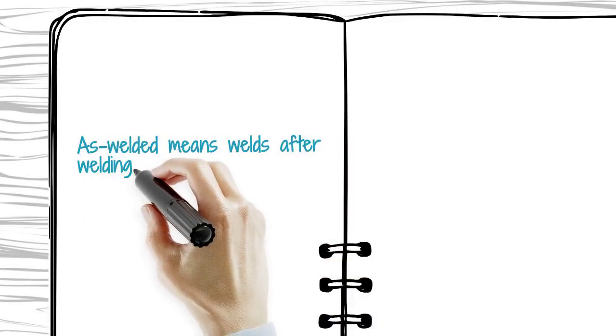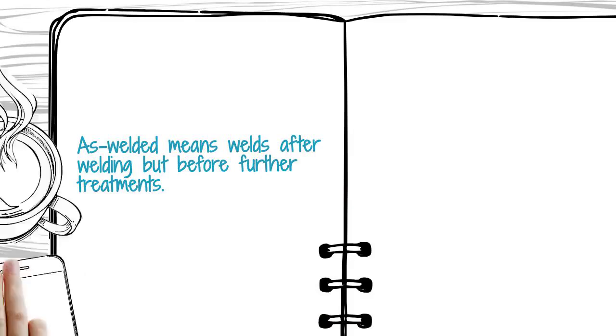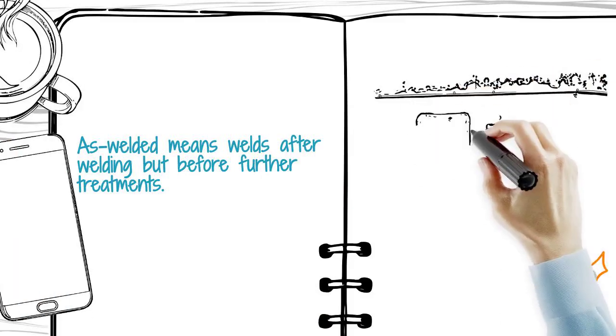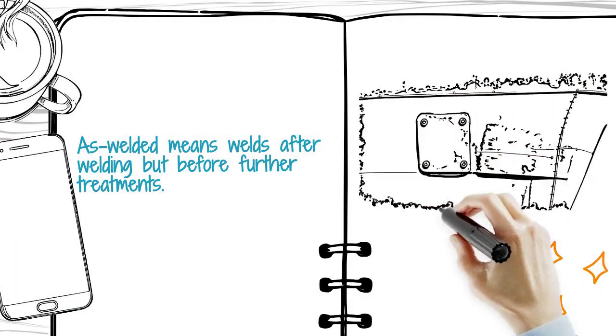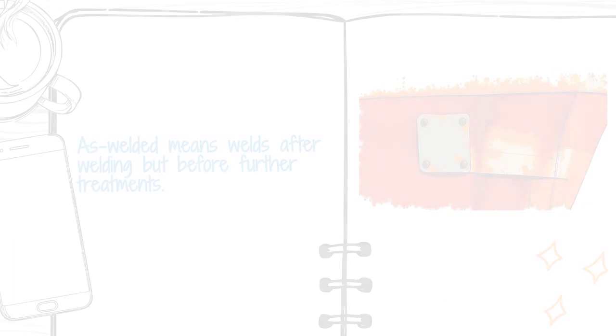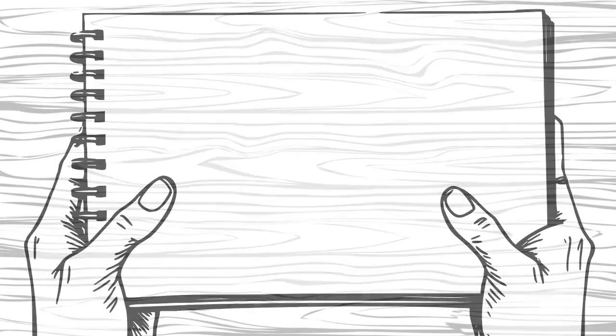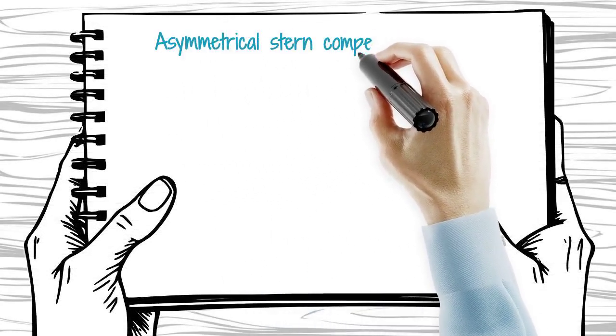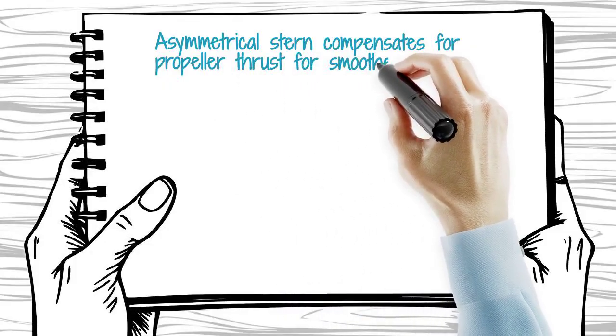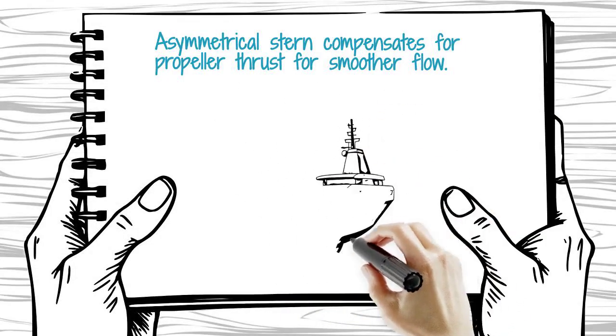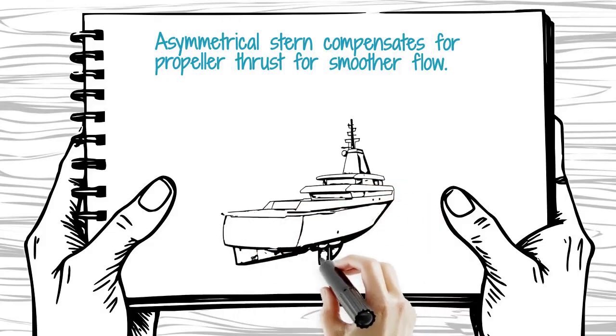As welded, the condition of weld metal, welded joints, and weldments after welding, but prior to any subsequent thermal, mechanical, or chemical treatments. Asymmetrical stern, a special configuration of the afterbody lines used to compensate for the side thrust generated by a propeller and make a more equal water flow into the propeller.